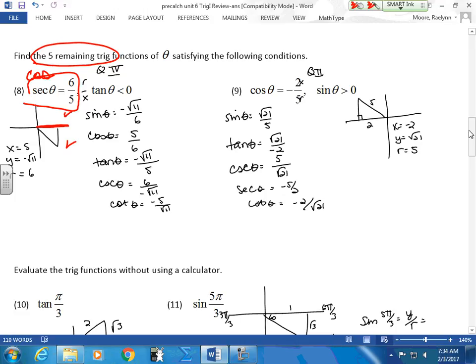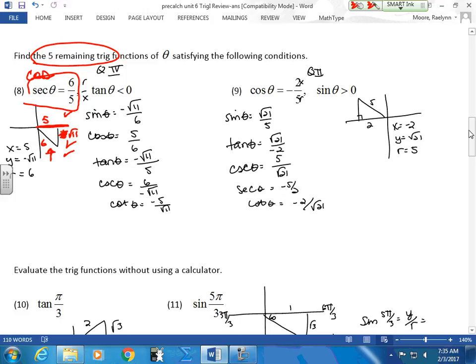So I look and I say, I also want tangent to be negative. Out of these 2, everybody's positive in 1, so tangent has to be negative here. So my angle is going to reside in quadrant 4. I drop my triangle, I label my sides, I figure out what's missing. Here's my 5, here's my 6, and here's my 5. I do Pythagorean's theorem, and I find out this is radical 11. And in quadrant 4, my y is negative. Everything's reduced, everything is simplified right here, and I build my 5 functions.